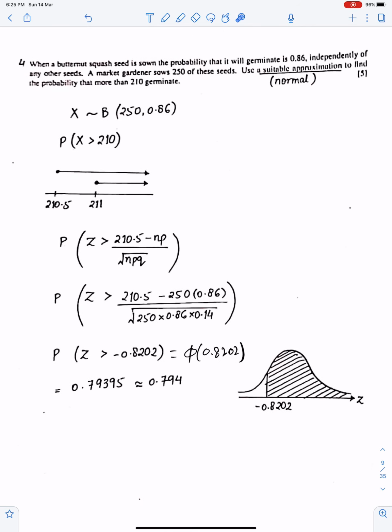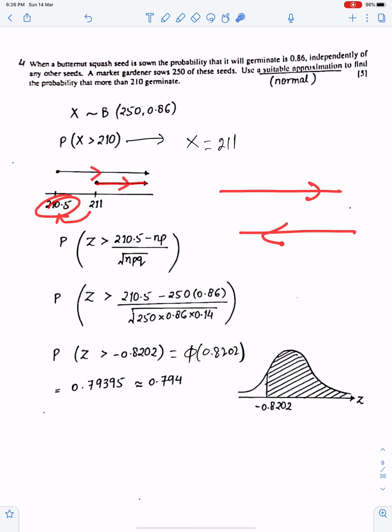When a butternut squash seed is sown, the probability that it will germinate is 0.86. This is P of the binomial, and n is 250. Use a suitable approximation, that means normal approximation, to find the probability that more than 210 germinate. So the first number on the number line will be 211. According to this inequality, the first integer is 211. We always write the first possible integer on the number line. Since we are going to the right side, we have to take the lower bound of this number. Whenever we go right on the number line, we always take the lower bound. Whenever we go left, we always take the upper bound. So in this case, we are taking the lower bound.